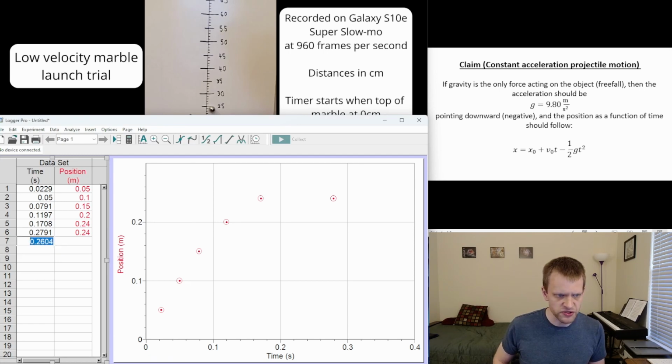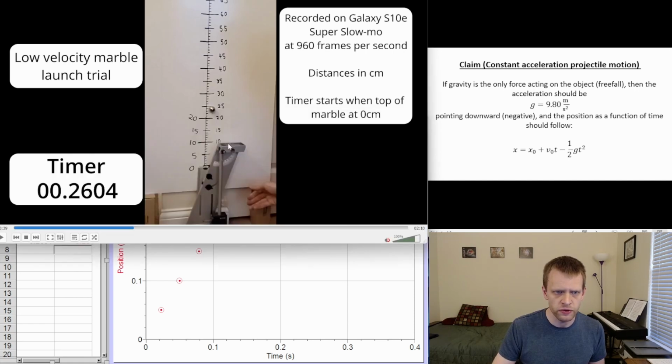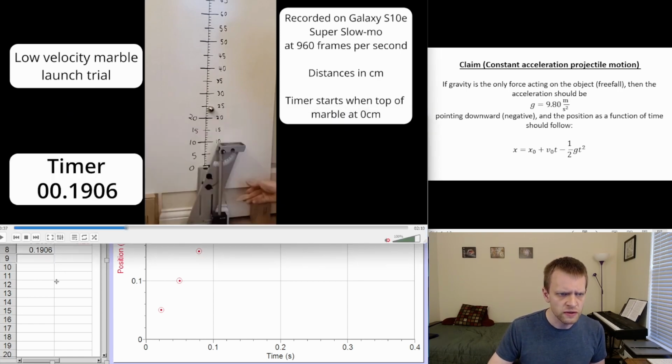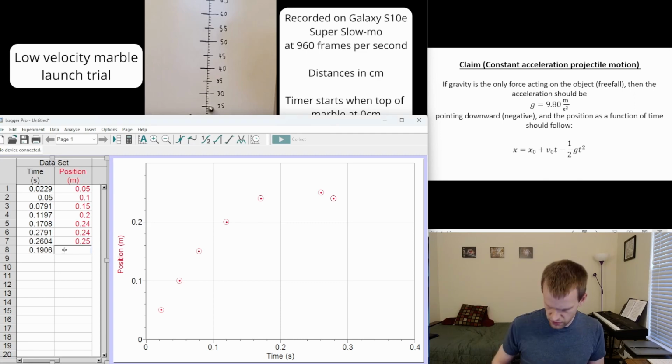One of the nice things about this is you do not have to put in these numbers in any particular order. Since we're making a scatter plot of this, the order doesn't matter. And let's actually do one of the earlier points. It was 0.25, so right around there looks pretty good. So 1906, yeah, 1906 and 0.25.